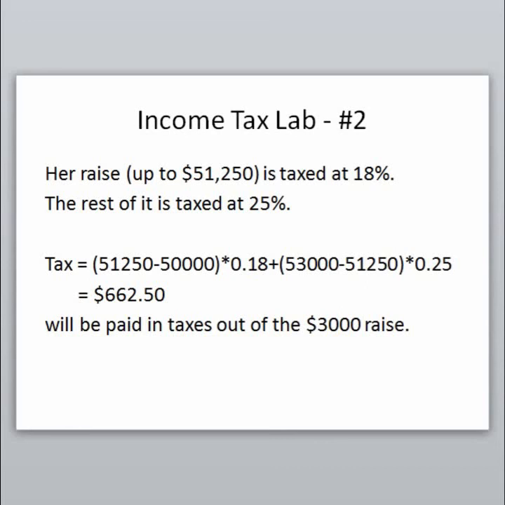So the first part is at 18%, the second part is at 25%, and when you do that math, you see her total tax bill is $662.50. So she'll get a raise of $3,000, but she'll really get to bring home about $2,400 once the taxes are taken out.